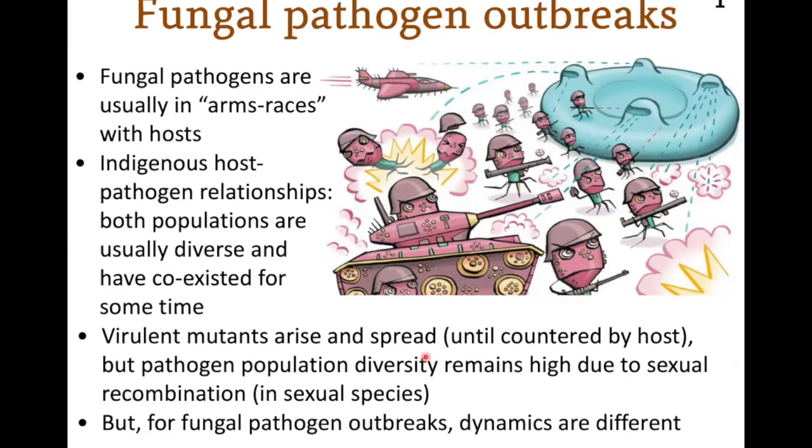And so what we're going to use our understanding of phylogeny for is to understand whether we see some sort of virulent mutant arise, whether it's due to the process that I talked about in this slide, or whether it's due to the pathogen outbreak dynamics that I'll talk about in the next slide. So let's go to slide number 2.